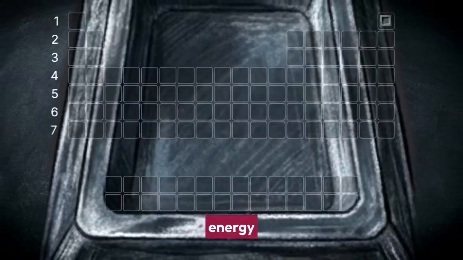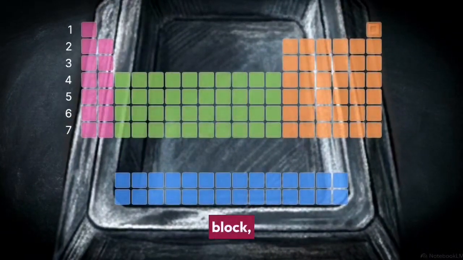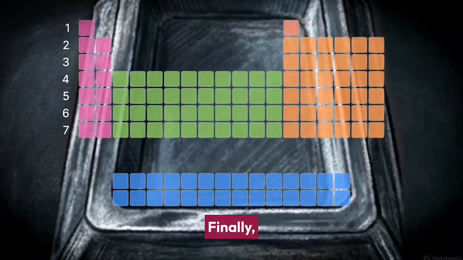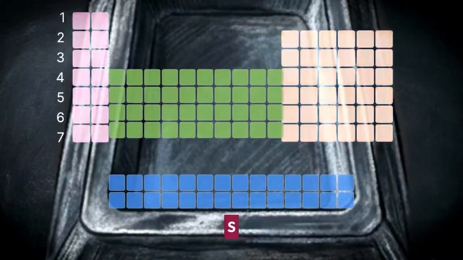First, number rows 1 through 7 down the left to represent energy shells. Next, box the 4 main sections: S block, P block, D block, and F block. Finally, move helium from the far right to sit directly above beryllium in the S block.